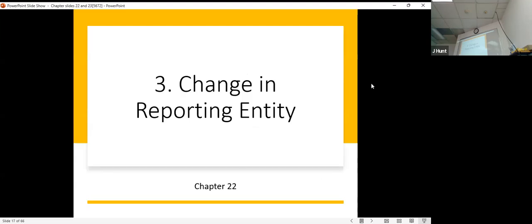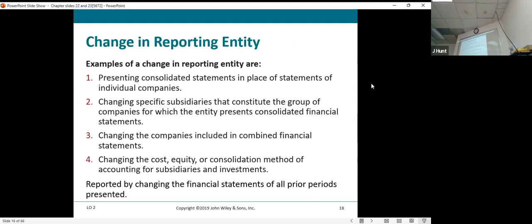So the last change is change in reporting entity. When we have this change, this is at the entity level. This is not a particular item on the balance sheet or income statement, but at the entity level. When we were talking about equity investments before, we looked at 10% interest versus 20 to 50% interest, and if you have over 50% interest, you have to consolidate all the financial statements. If you have between 20 and 50 with influence, then you are doing the equity method.